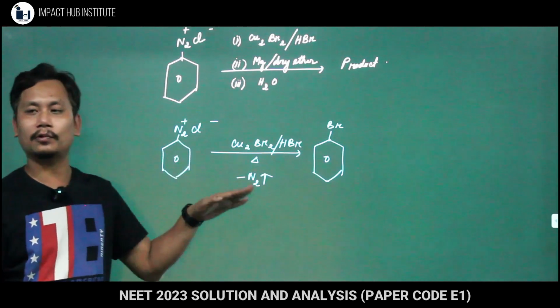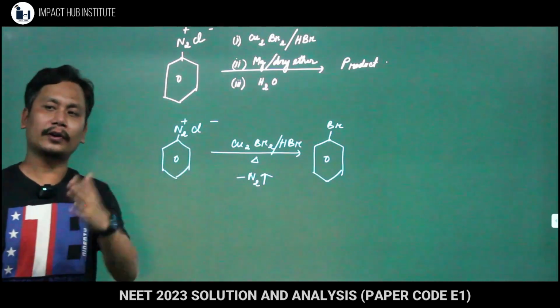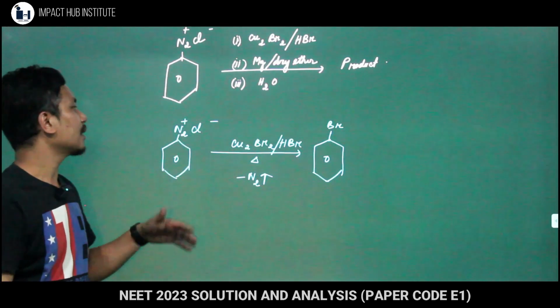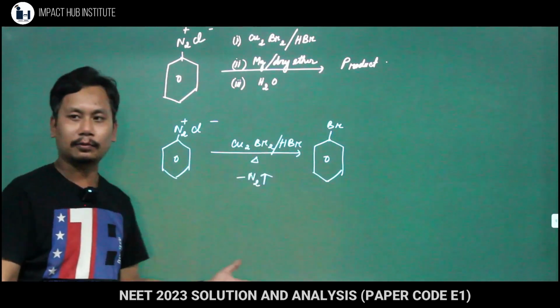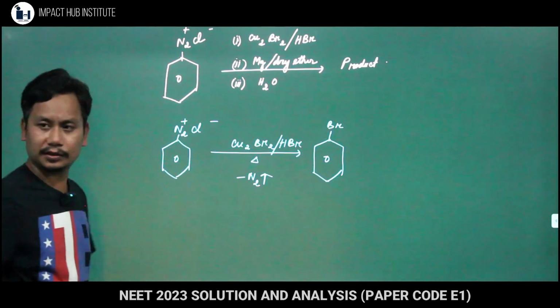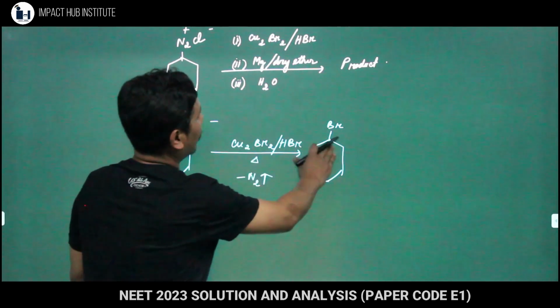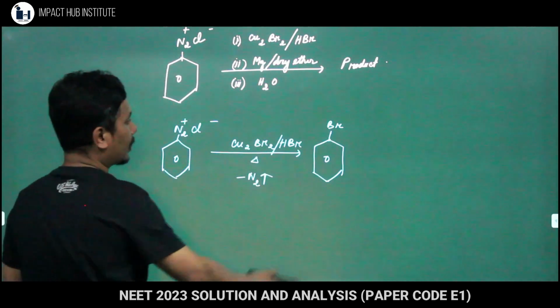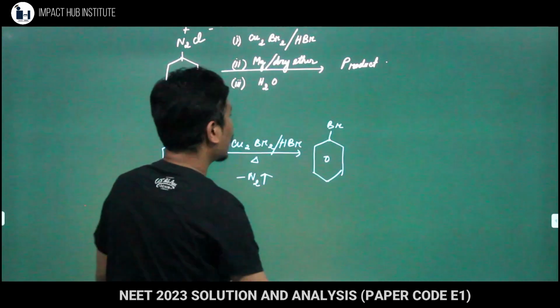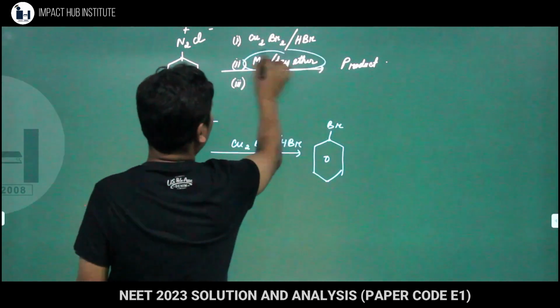In the chapter on amines, there is a topic known as benzene diazonium chloride. That is a part of amines only. You can find this question there. It is from the Sandmeyer reaction. So the Sandmeyer reaction says when benzene diazonium chloride is there in the presence of copper bromide and HBr, it gives you bromobenzene. Now this bromobenzene is reacting with what? Magnesium and dry ether.